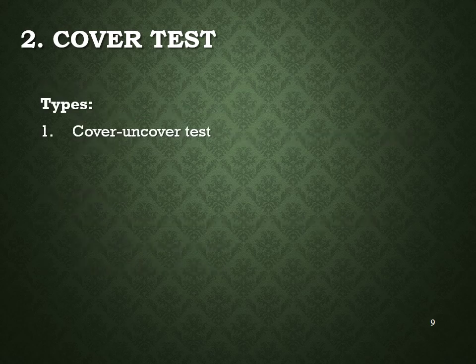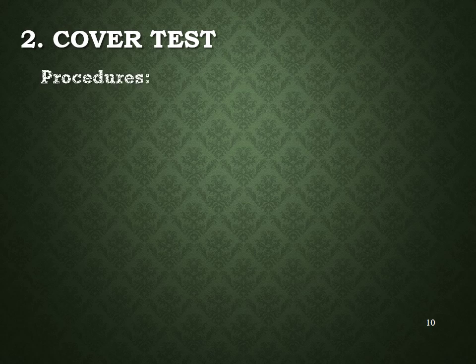As I mentioned before, we have two types of cover test, which are the cover-uncover test, also called the unilateral cover test, and the second one, the alternating cover test. The cover-uncover test is used to determine the presence or absence of a tropia, and the alternating cover test is to determine whether a phoria or tropia is present but cannot differentiate between the two.